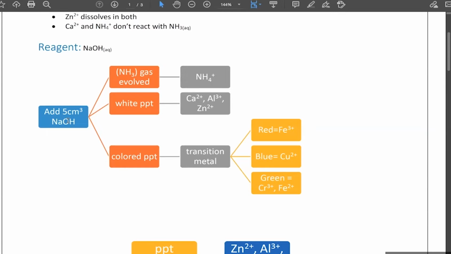Now, what you can also get is a white precipitate. White because there is no traditional or typical transition metal ion present. So this precipitate is basically the hydroxide.